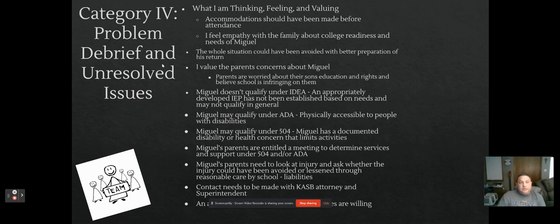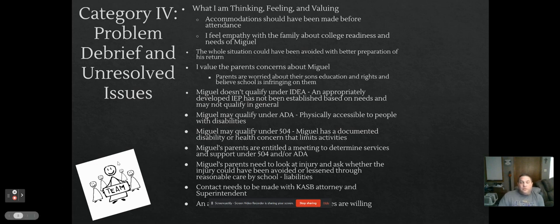Next is problem debrief and unresolved issues. It's kind of a what am I thinking, feeling, valuing. Basically, the accommodations, it was a complete breakdown. They should have made these before his attendance. I feel complete empathy for the family about the college readiness, the needs of Miguel, the issue, the injury. There's lots of dynamics here, and if Miguel is needing any counseling, that needs to be made aware that it's available for the family and for everybody involved.